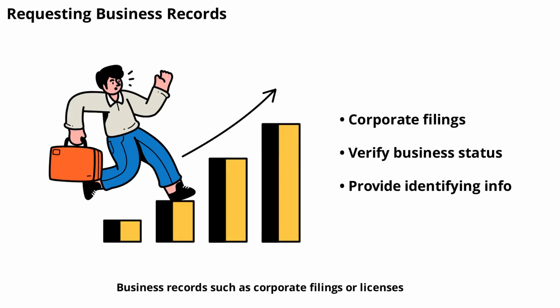Business records, such as corporate filings or licenses, are often maintained by state agencies and are public. These records can be useful for research, due diligence, or verifying business status. Provide the business name, registration number, or address in your request.